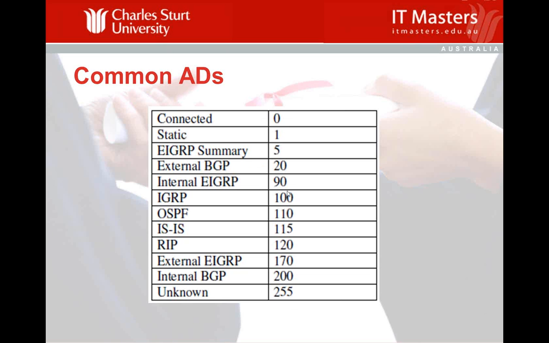Now, you will need to know some of these. I would probably advise that you have a fairly good crack at memorising that entire table other than the one for ISIS. I'd be very surprised if you see anything on that. This is a bit of a legacy table. RIP, you've got to know that RIP is 120, IGRP is 100, OSPF definitely 110, internal EIGRP 90 definitely, static and connected definitely, and BGP. They would be the ones that I would definitely look at. Okay?